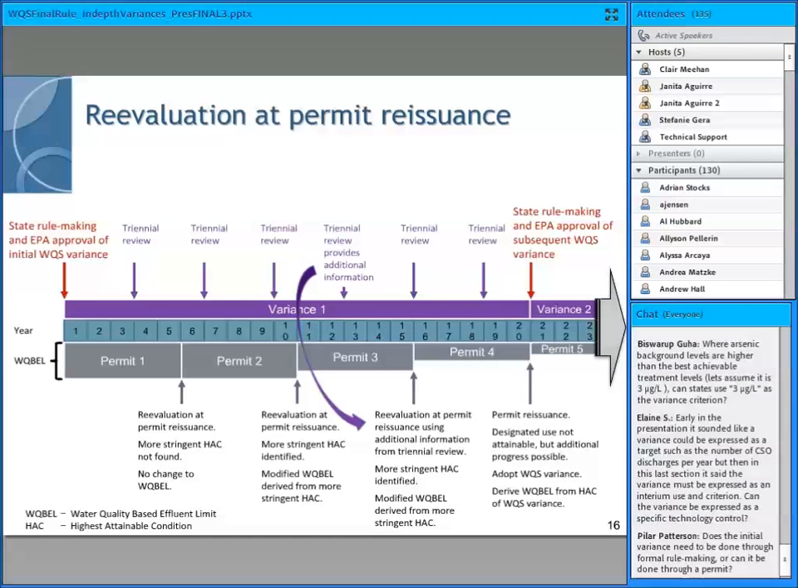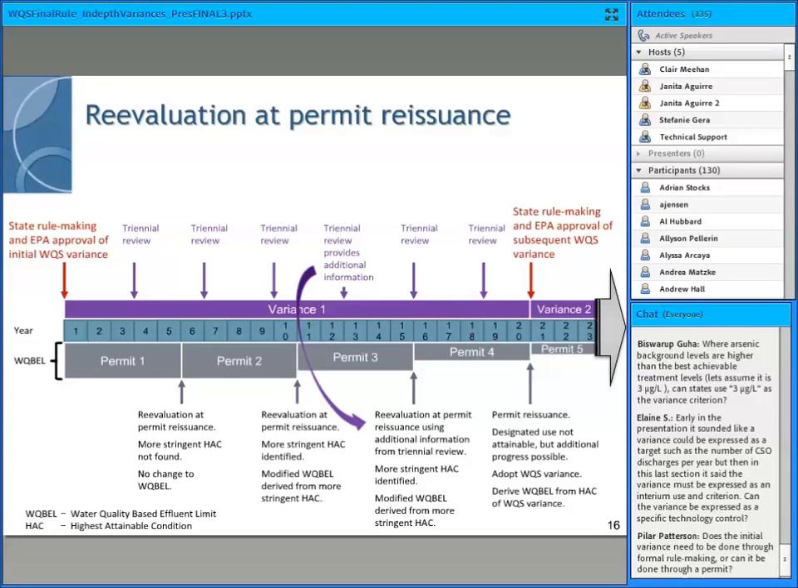Time moves from left to right. The term of the variance is shown as the length of the rectangle labeled Variance 1. Below that are blocks with sequential numbers that each represent 1 year. Below that are rectangles that represent sequential permit terms. Notice that the width of the rectangles representing the permit terms are the same, representing the 5-year permit term, but also notice the height of the rectangles change as time passes from left to right. The height of the permit rectangles indicates the water quality-based effluent limit for the permit term. The shorter the height, the more stringent the water quality-based effluent limit.